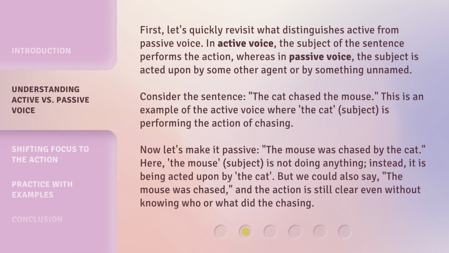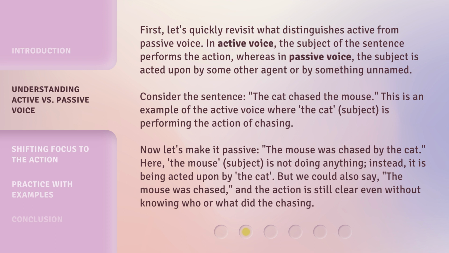First, let's quickly revisit what distinguishes active from passive voice. In active voice, the subject of the sentence performs the action, whereas in passive voice, the subject is acted upon by some other agent or by something unnamed. Consider the sentence, "The cat chased the mouse." This is an example of the active voice where the cat, the subject, is performing the action of chasing.